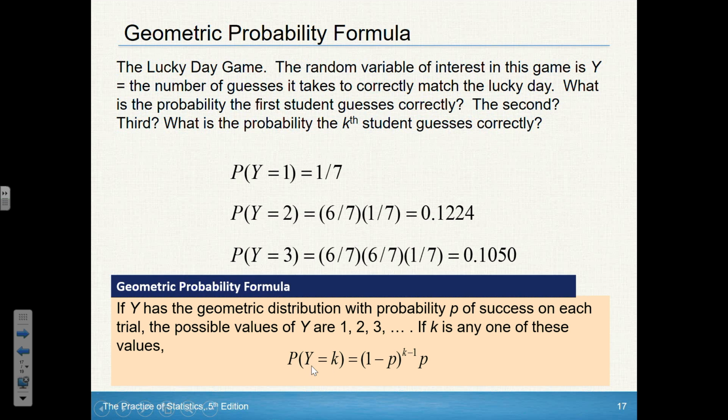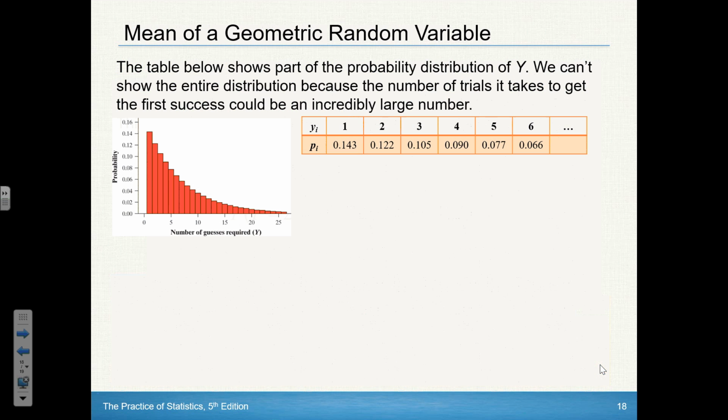in the bottom here. The probability that y equals k, in other words, that the first success happens on the kth trial. To find that probability, all you do is (1 minus p) to the k minus 1 times p. Now, if you break that down, you know p is the probability of success. So 1 minus p, therefore, has to be the probability of failure. And the reason that we raise the probability of failure to the k minus 1 is because every observation other than the last one was a failure. So that's why we do k minus 1 as the exponent for the probability of failure. And then we just multiply it by the last observation being a success, p.